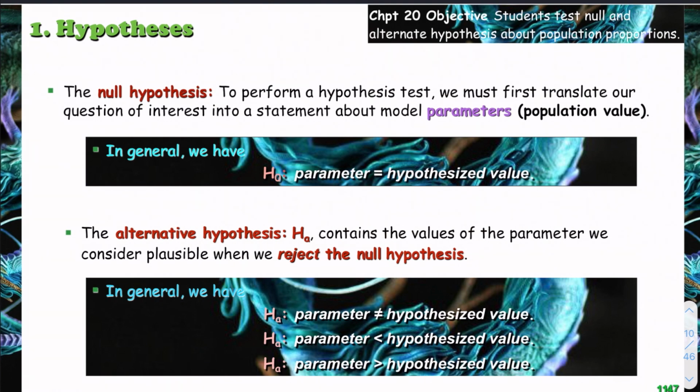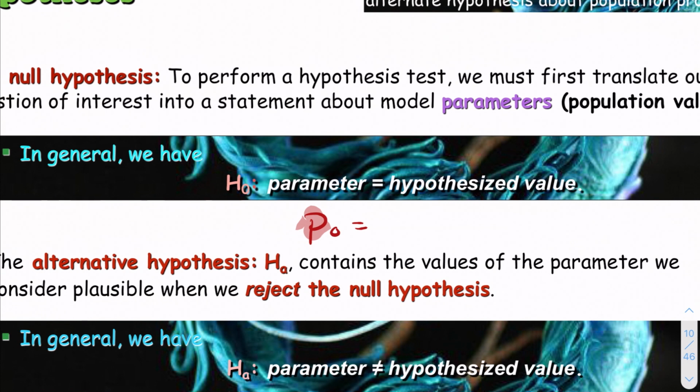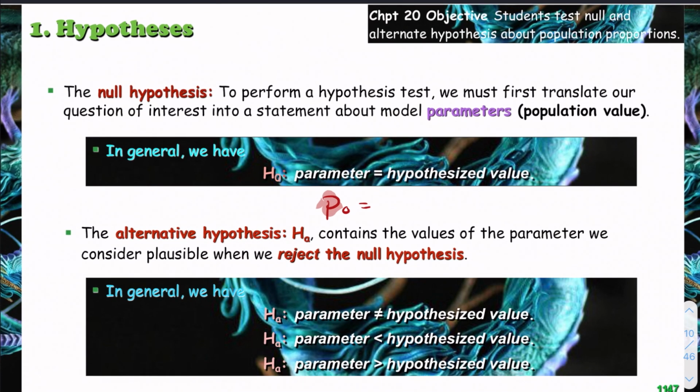Okay, so the first thing that we're looking at is the null hypothesis. This is the thing that we're saying is true, either taken at face value or like there's nothing to see here type of deal. So to perform a hypothesis test, we must first translate our question of interest into a statement about our model parameters. So in general, we say our null is our parameter is equal to some sort of hypothesized value. For example, we think that 60% of the students at DC like block scheduling.